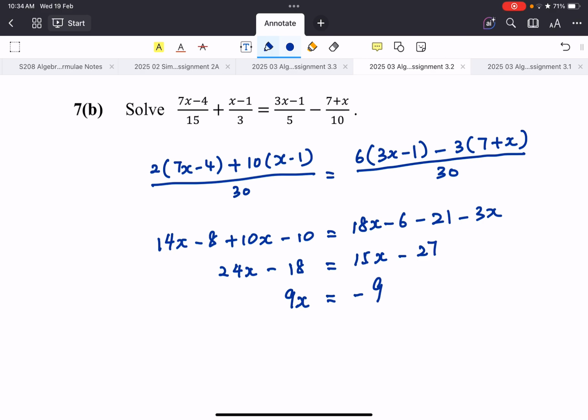It's my mental calculation working. You should use a calculator. So x equals negative 1.